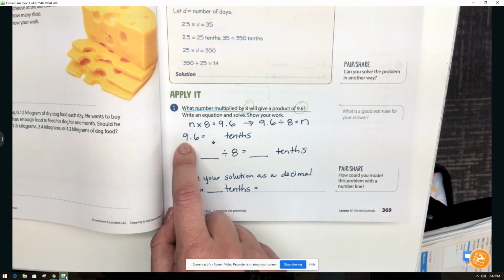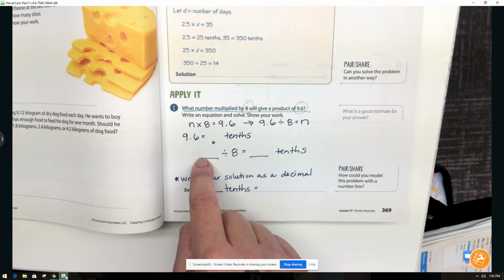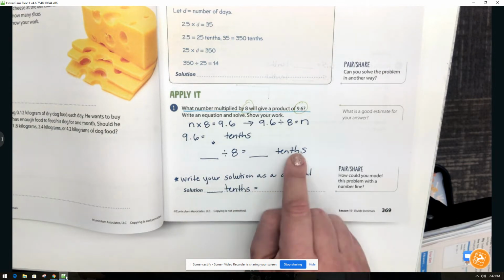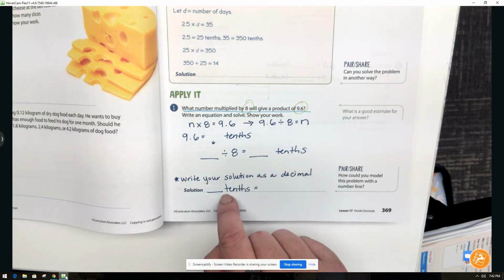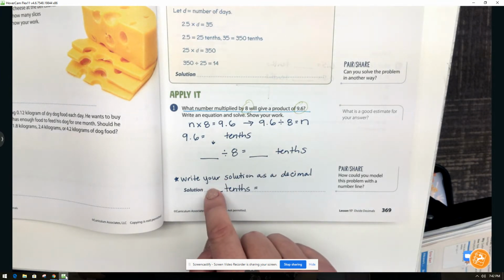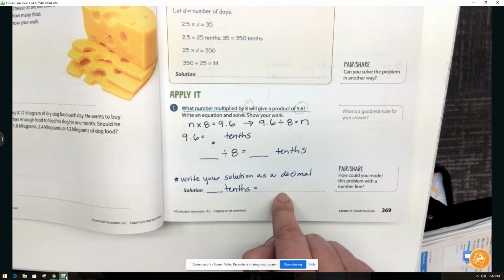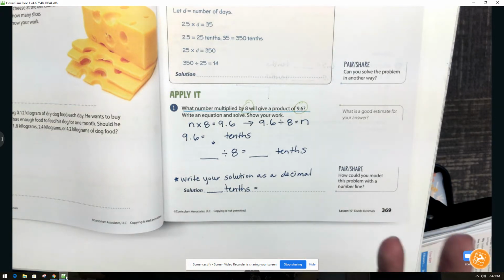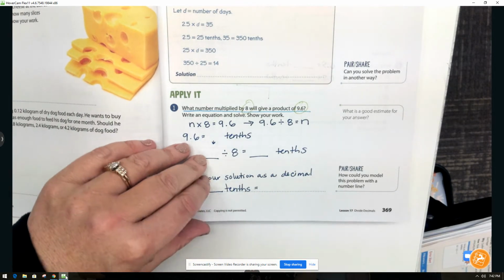What I want you to do is change 9 and 6/10 into tenths. And then you're going to divide that number by 8 to get your total number of tenths. Now remember, we're going to write our solution as a decimal. So whatever tenths you have here, write that same number here, and then go ahead and write it as a decimal here. Remember that your answer is going to need to be a decimal, not just a number, because that number really means tenths.